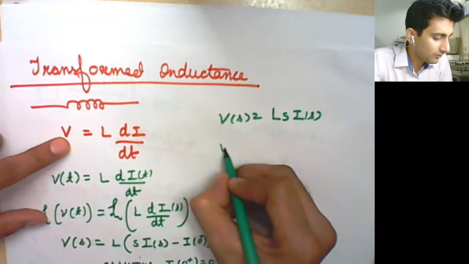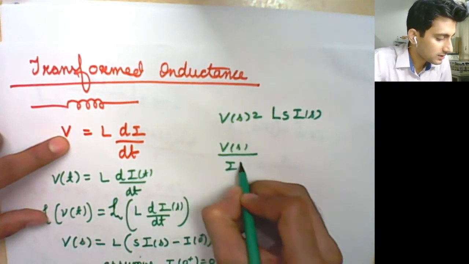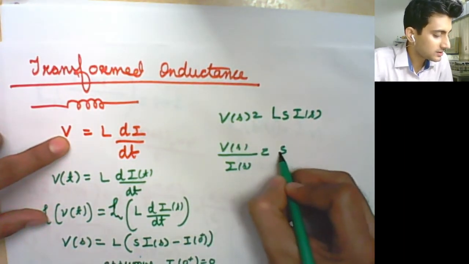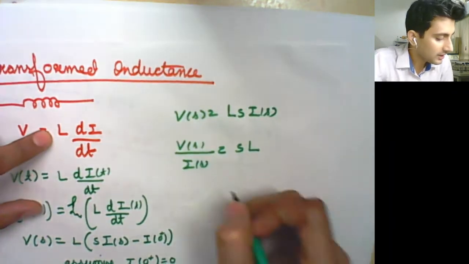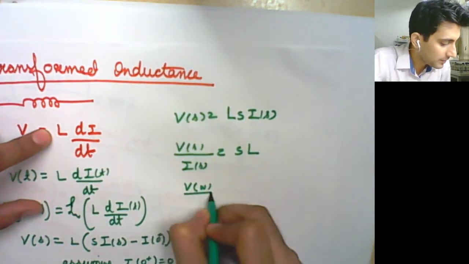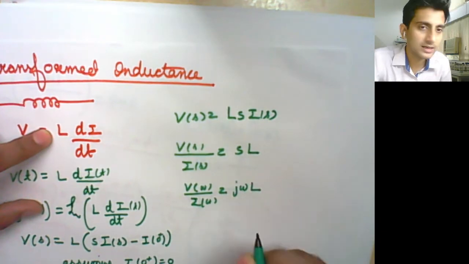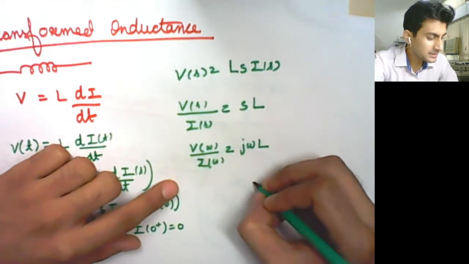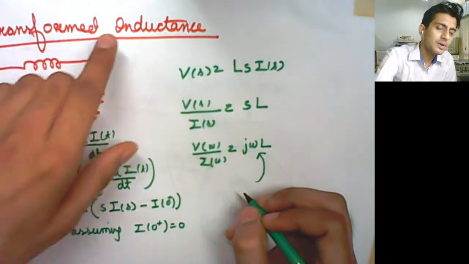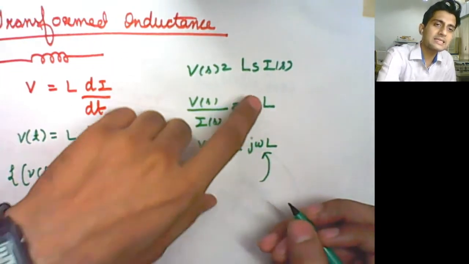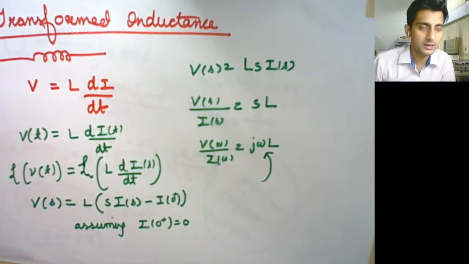Then what is the ratio of voltage and current across inductance? Ls. Or if you are writing in terms of omega as a frequency, it is nothing but j omega L. So the impedance contribution from an inductance is given by sL or j omega L.